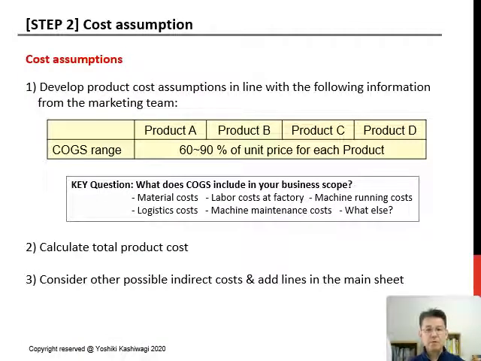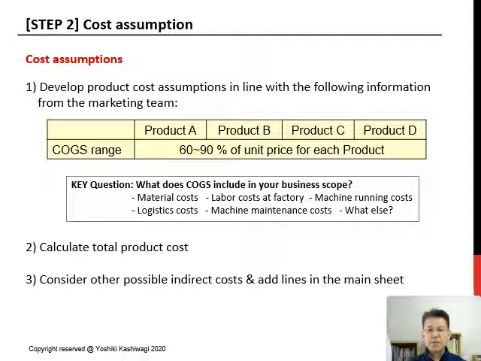Now let's move on to step 2. This is the cost assumption. Again, you can read the suggestion from the marketing team about COGS. This is the cost to make the product. They say 60 to 90% of unit price for each product. This is the direct cost, the COGS, to produce your products.